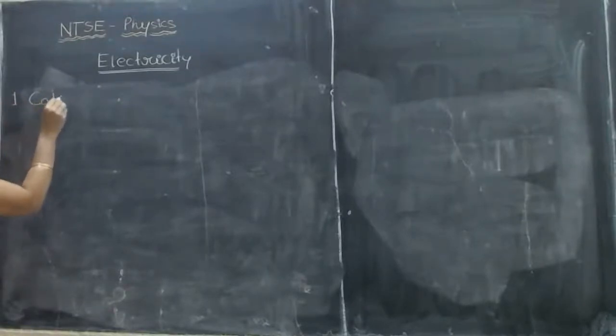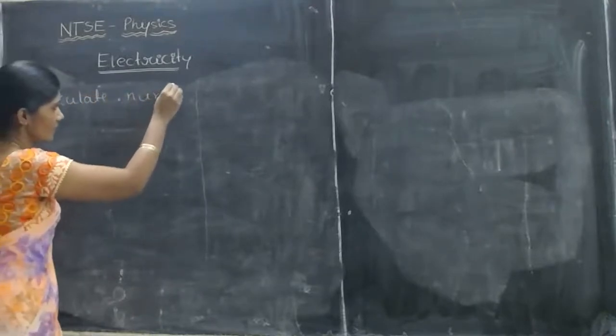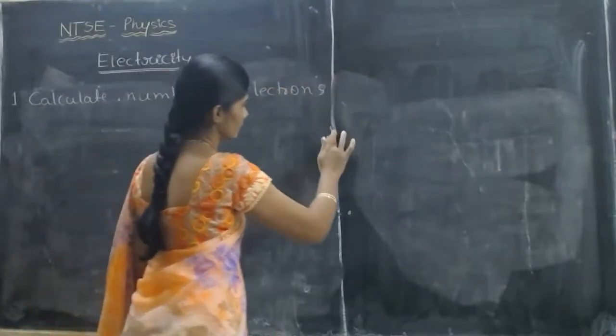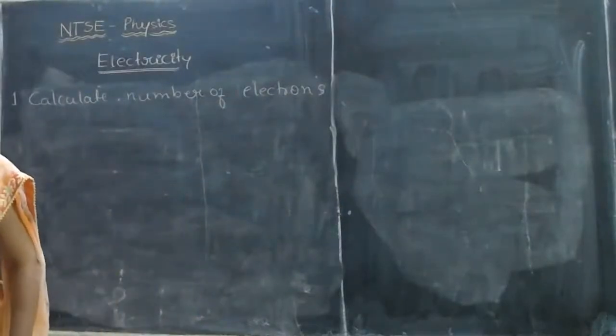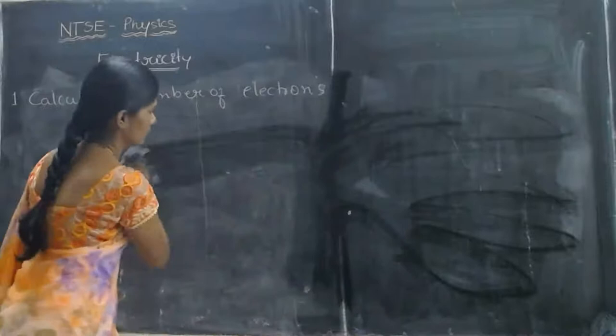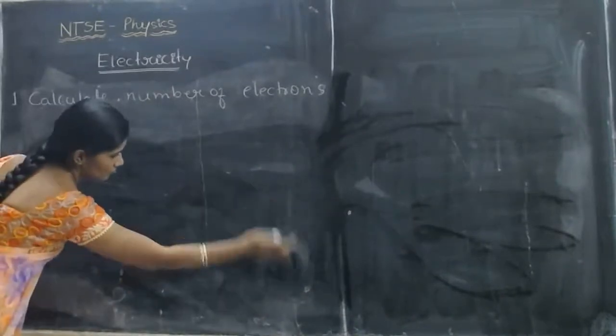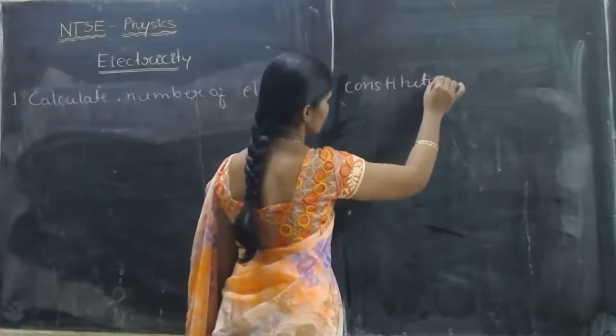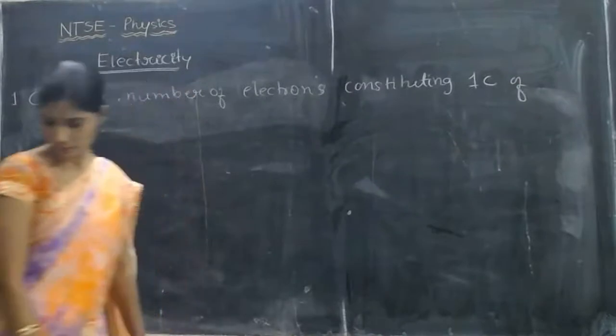First question. Calculate the number of electrons constituting one coulomb of charge.